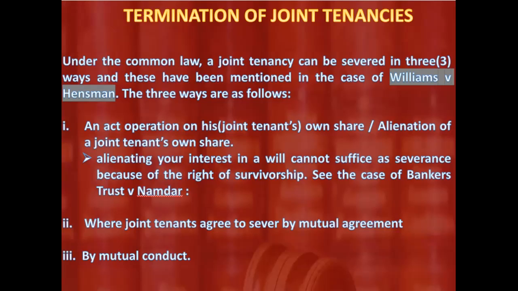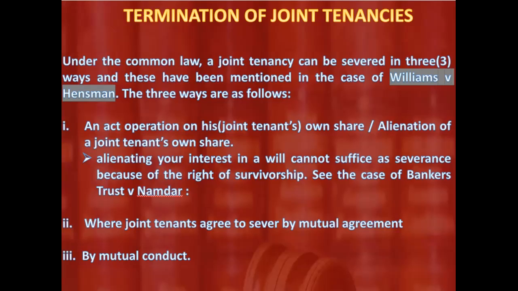One is what we call an act of operation on his own share. Or we can simply put it as an alienation of the joint tenant's own share. So, an alienation of the joint tenant's own share is one of the ways mentioned in Williams versus Hensman about how a joint tenancy can be terminated or severed. Number two, where the joint tenants agree to sever their interest by mutual agreement. And number three, by mutual conduct. So in Williams and Hensman, you see three principal ways in which a joint tenancy can be severed.